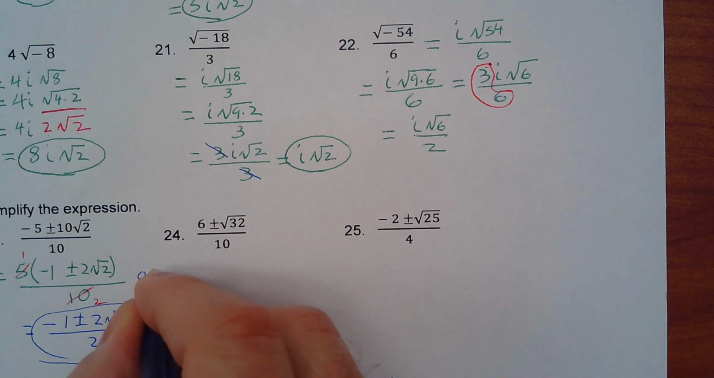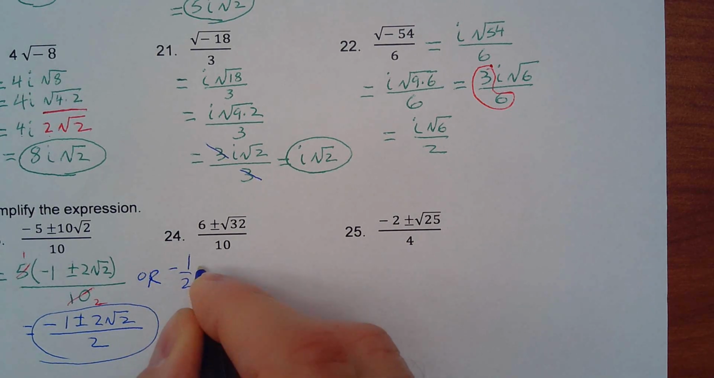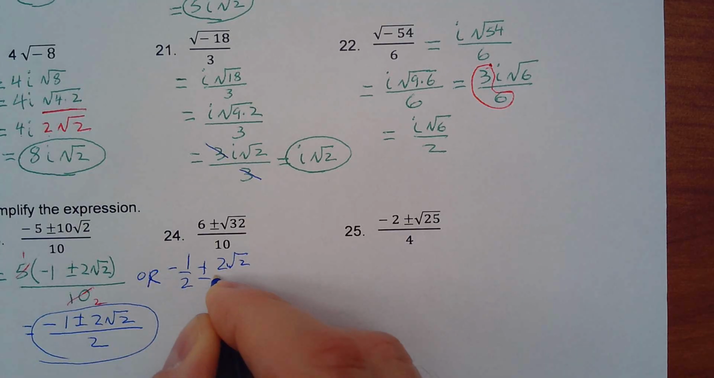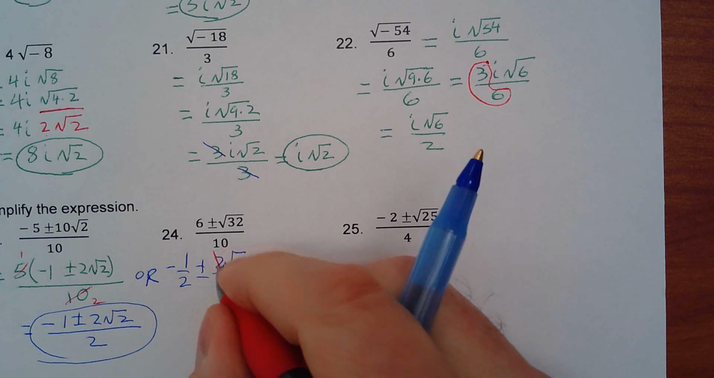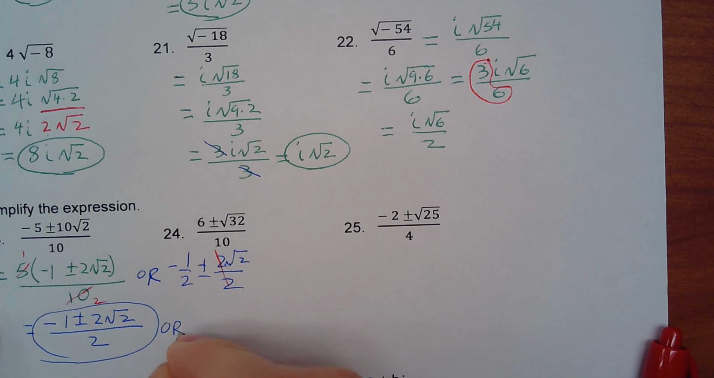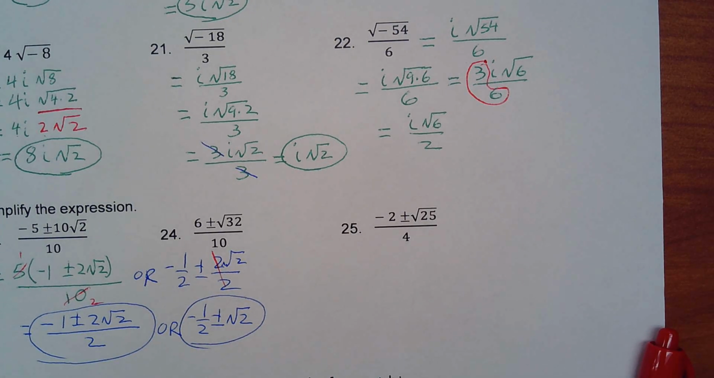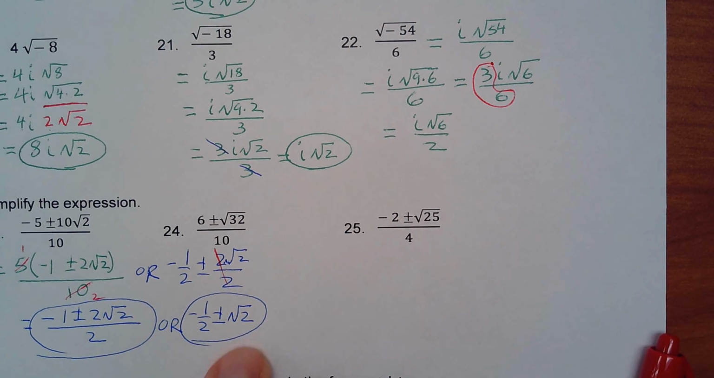So let me put or. I can do a negative 1 over 2 plus or minus 2 square root of 2 over 2. If I write it that way, then I can reduce the 2's. And so my alternative answer would be a negative 1/2 plus or minus square root of 2. And you'll just have to check: on some problems they'll want it written in this form, and some problems they'll want it written in this form.